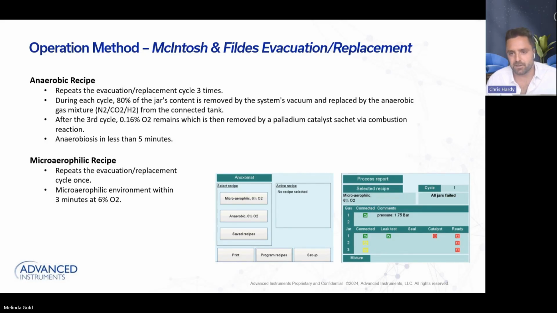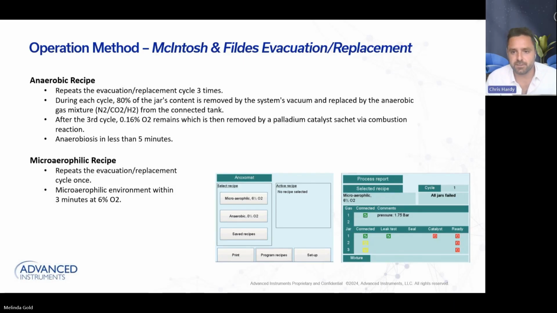And then the next test with the anaerobic recipe, there's a catalyst test. So it's going to detect if there's the presence of a catalyst, the palladium catalyst, as I mentioned before. And then it's going to tell you when it's ready, you disconnect the jar and you put it in the incubator. So as you see here, throughout this, you see some check marks, some X marks. So if you get an X mark, there are some quick troubleshooting mechanisms associated with that.